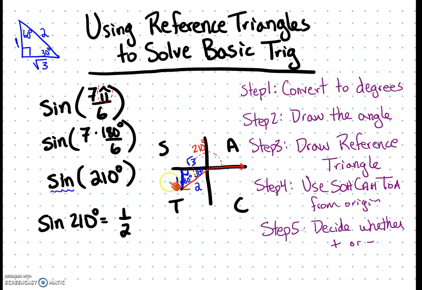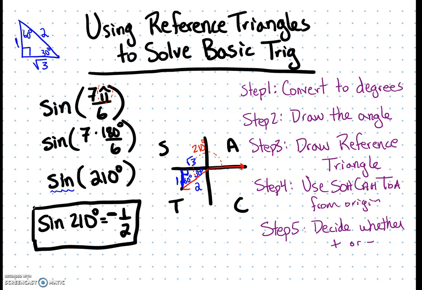So we are in the third quadrant. Only our tangent is going to be a positive value. So my answer is going to be -1/2. The SOHCAHTOA gave me that quantity of 1/2, and then I just have to decide whether it is positive or negative. I'm going to do one more problem very similar to that.